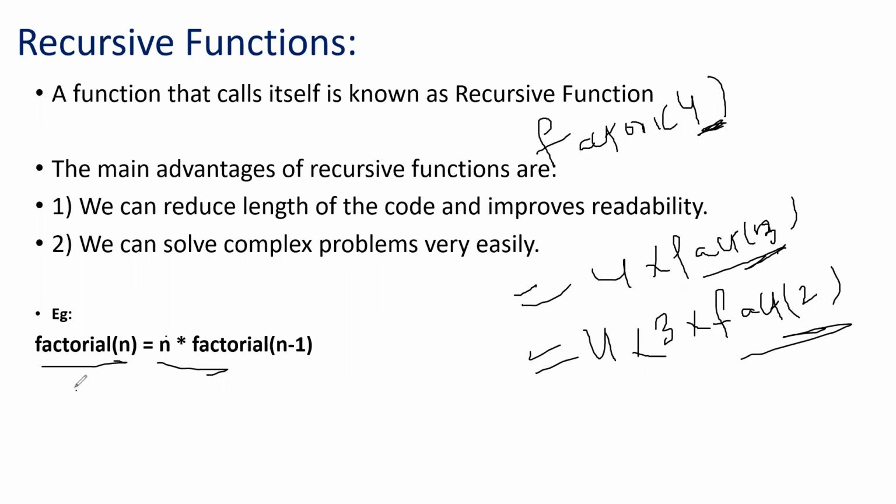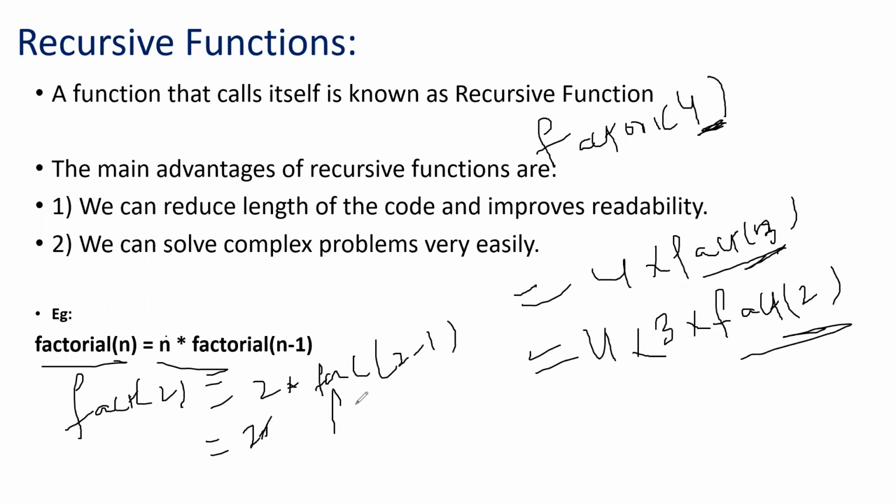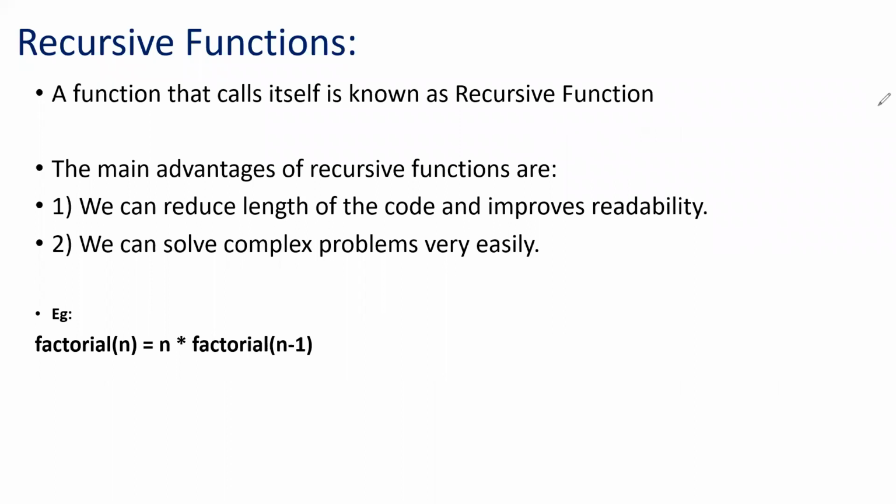This is the fact 2, right? 2 into fact 2 minus 1, that is 2 into fact 1. So 4 into 3 into fact 2 means 2 into something. This is how it works. Once again, I'm repeating how it works because it's a little bit of a confusing topic. Let me write. This is the formula.